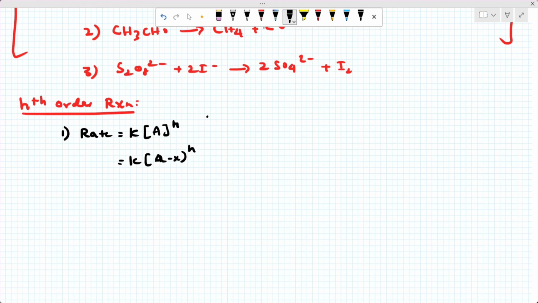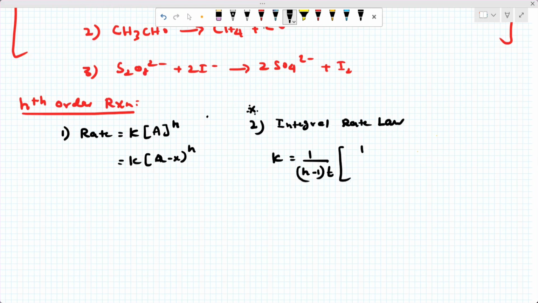Now second, this is very important. This is the integral rate law. What is the formula? K is equal to 1 by (N minus 1) T, into [1 by A_t to the power N minus 1, minus 1 by A naught to the power N minus 1].